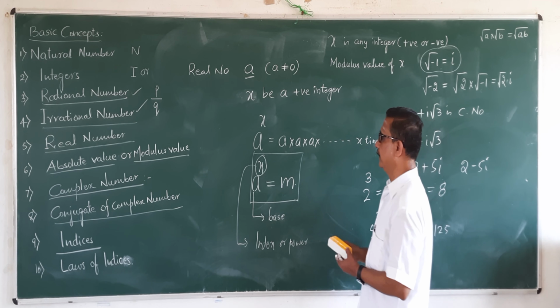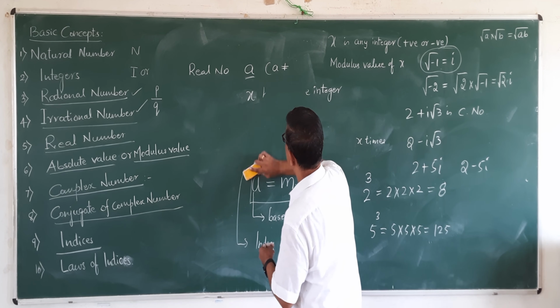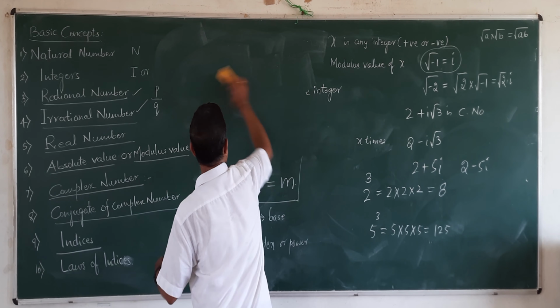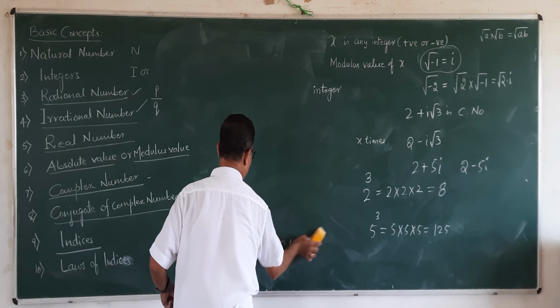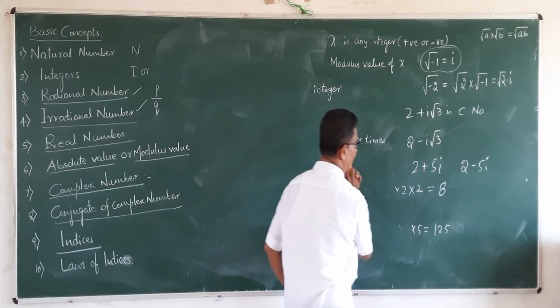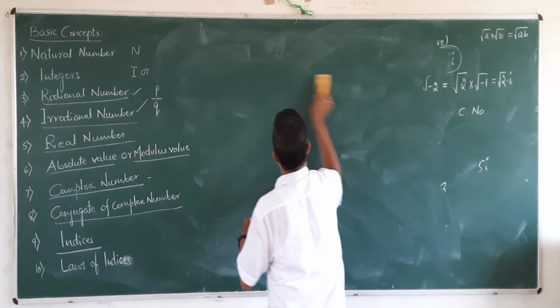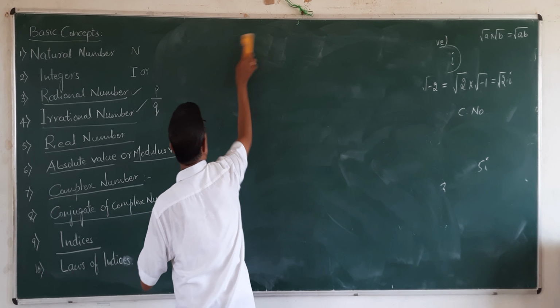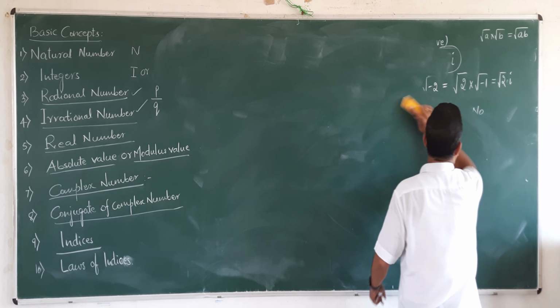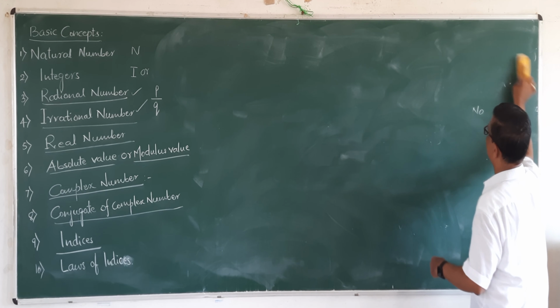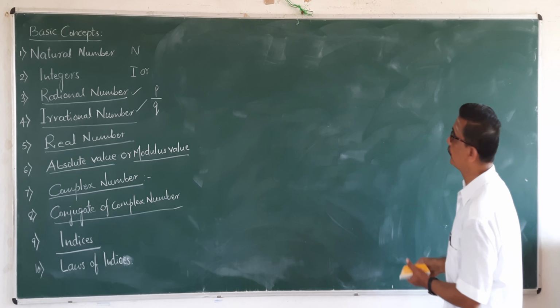Understood? Okay, so using this, the next concept is laws of indices. As you know, we have studied this in earlier classes, isn't it? Totally how many laws? There are 5 important laws of indices. You must remember those 5 laws. What are those? Look here.